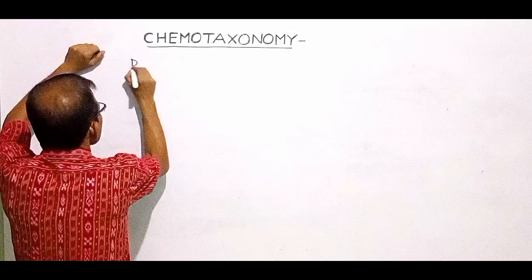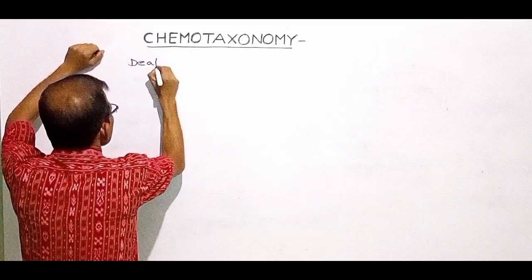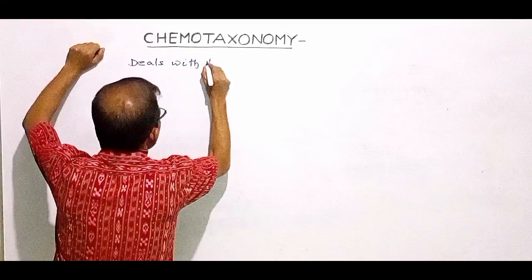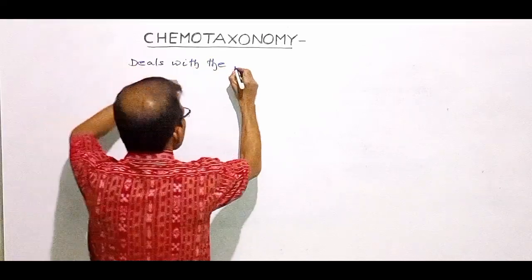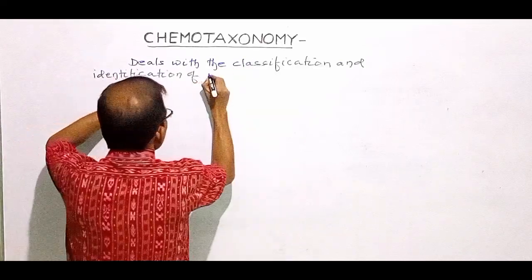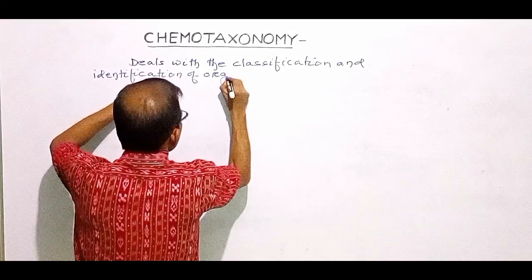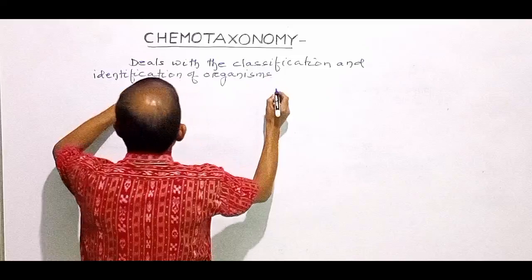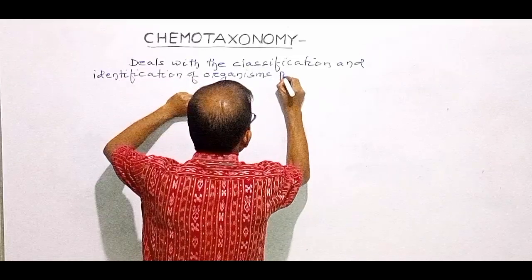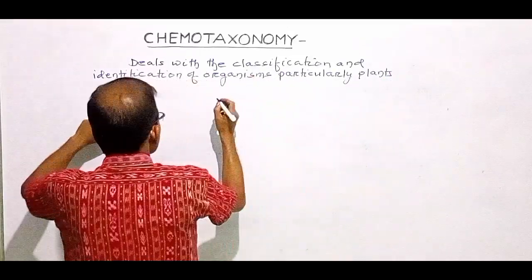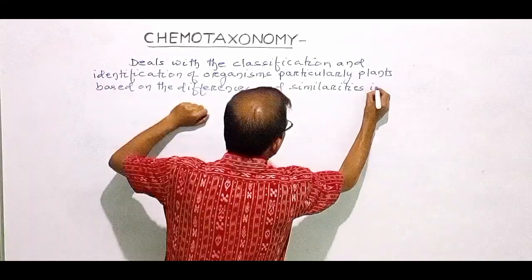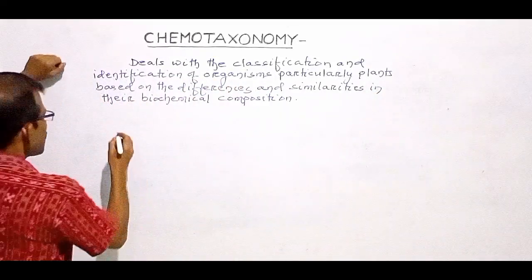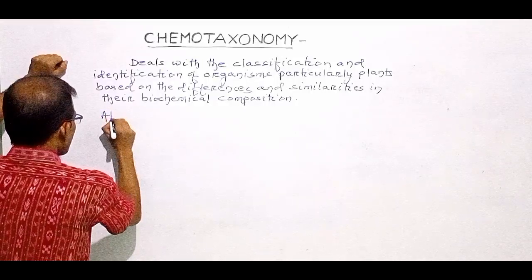Chemotaxonomy deals with the classification and identification of organisms, particularly plants, based on the differences and similarities in their biochemical composition. It is also called chemosystematics.